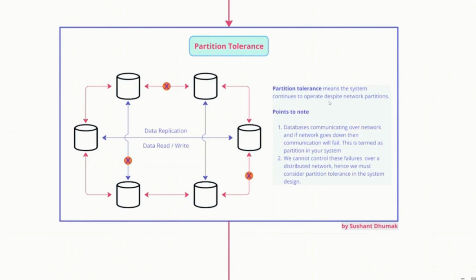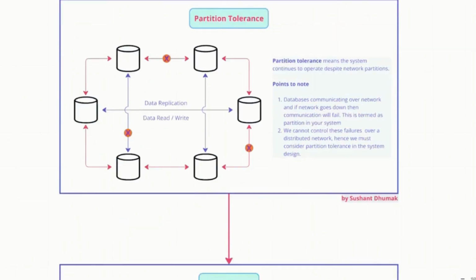Again, I'm repeating, partition is the network failure between two nodes that is stopping the communication between two databases or two components. It may be any other thing, but right now we're talking about databases. And partition tolerance is how tolerant your system is. That means even though there is a network failure, your system is still working fine or serving its purpose. All right.